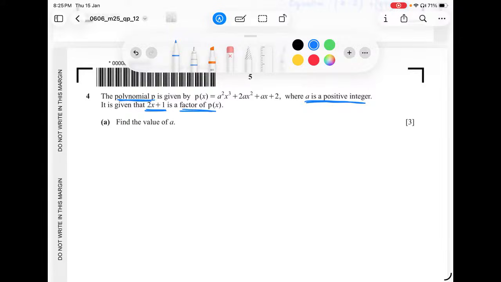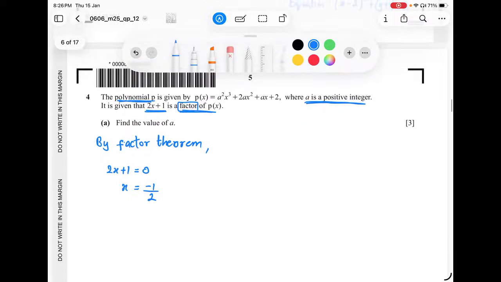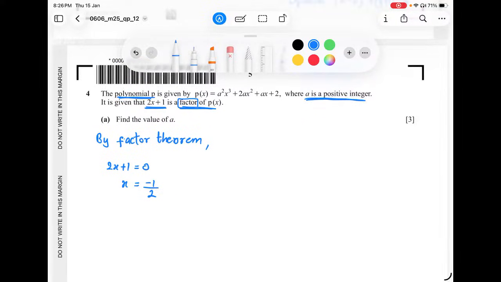So from this, they have told you that 2x plus 1 is a factor of p(x). So then you need to go to the concept of factor theorem. So by factor theorem, this is how you write when you're solving, you're telling the steps. So by factor theorem, you can set the 2x plus 1 to 0, and the x value you will get is negative half. So now you need to just substitute this negative half into p(x), and the resulting answer should be 0 because it's a factor. So that means the remainder should be 0.